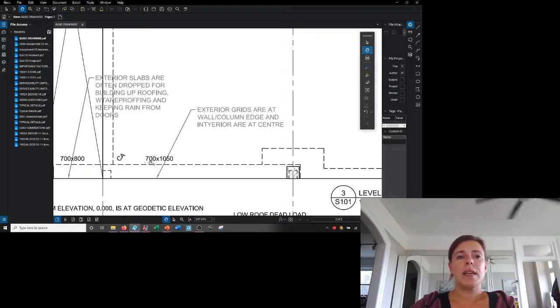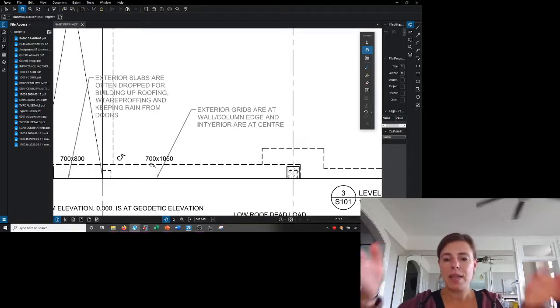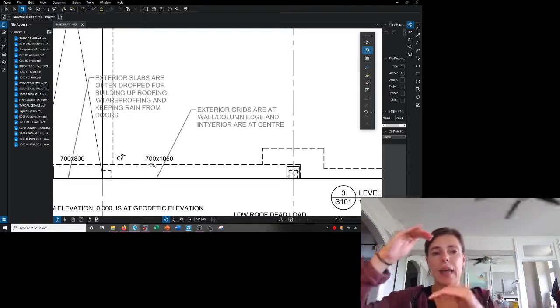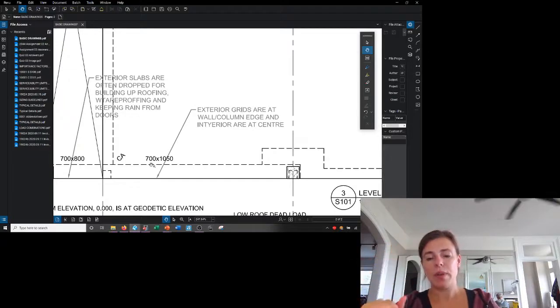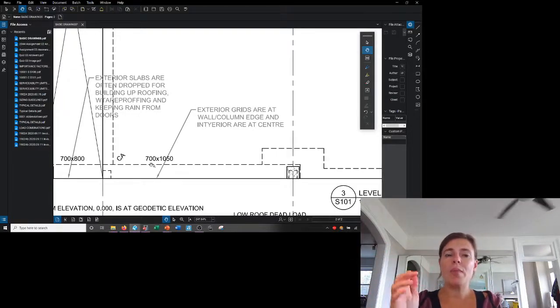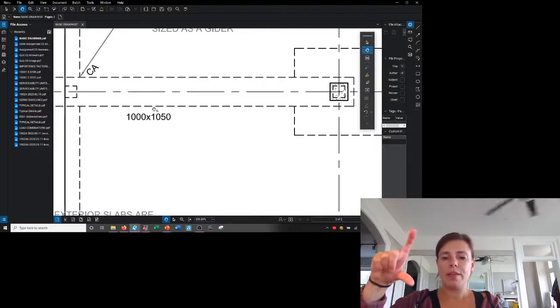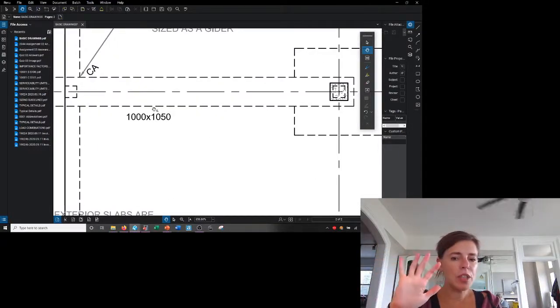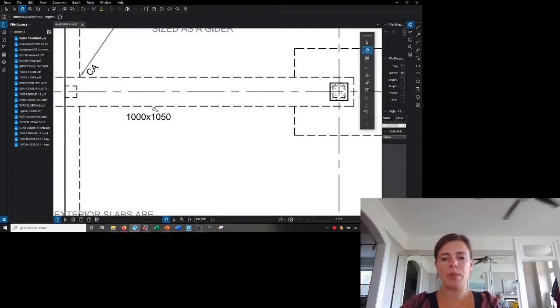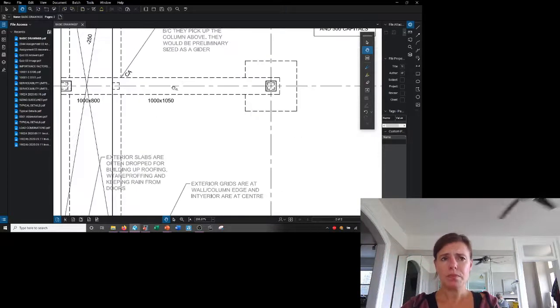So what you see here is the nomenclature for a concrete beam. So we've got 700 by 1050. That is saying that this beam is 700 wide and 1050 deep. That isn't always the way we name things. In our concrete beams, we tend to go width, depth. I'm gonna show you all the ways we talk about these things later.